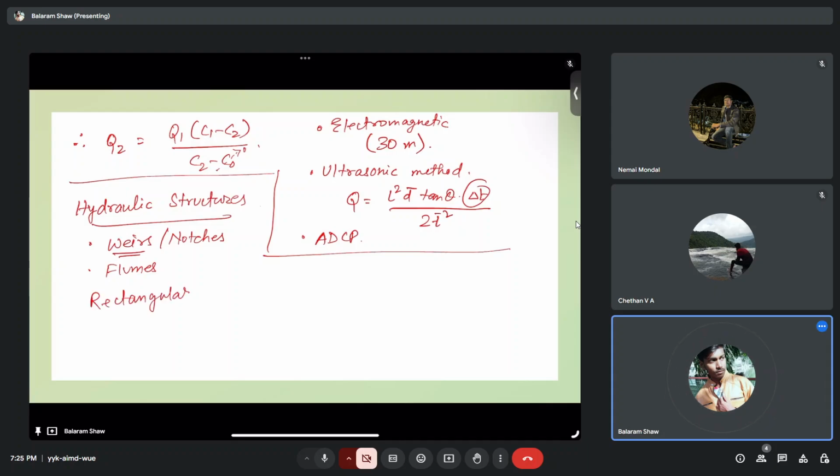Okay, so then we have triangular notch or triangular weir. We call this a V notch. Okay, then we have trapezoidal weir.